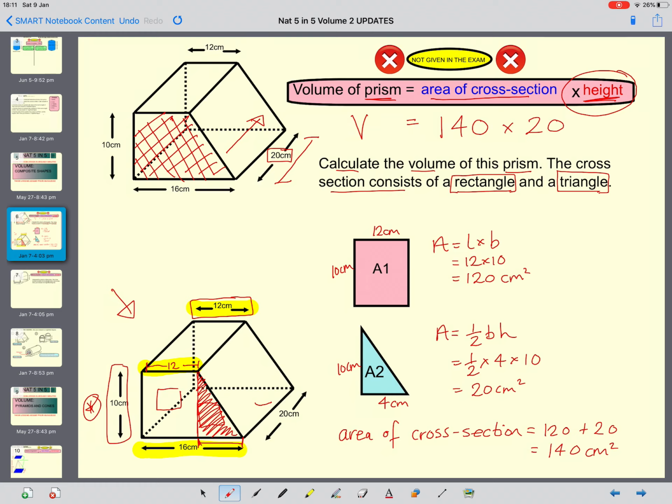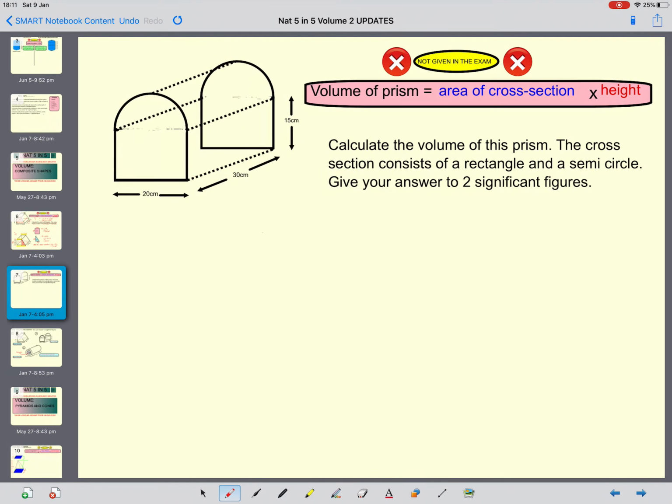So 140 multiplied by 20 is 2,800, and its volume, so it's centimetres cubed. Okay, let's try another one. Here we go again, very similar. So calculate the volume of the prism.